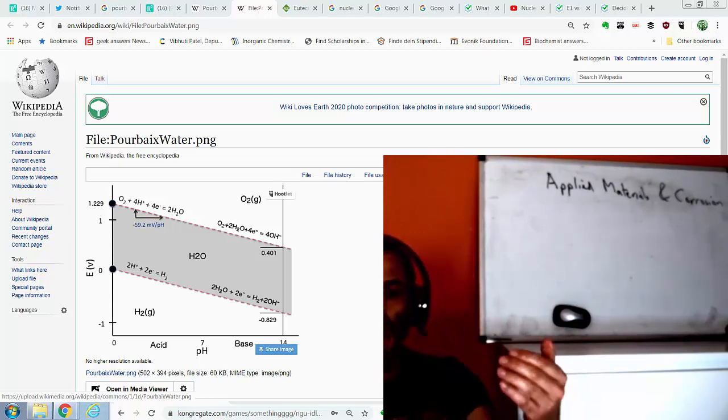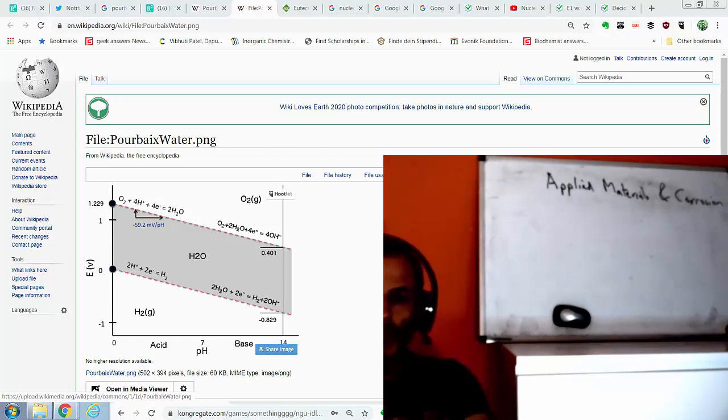So that tells us that below that line any metal will tend to react with the water and form hydrogen. Obviously it can be covered with an oxide layer and not do it very fast, but thermodynamically, because it's a thermodynamic diagram, that is what should happen in the end.